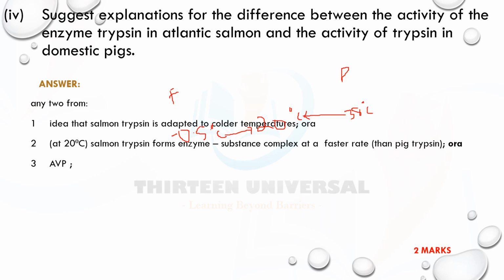Can you see that? So you can see the idea that salmon trypsin is adapted to cold temperature. So it forms enzyme-substrate complexes at a faster rate. It's adapted, so when you increase the temperature, the rate increases faster.